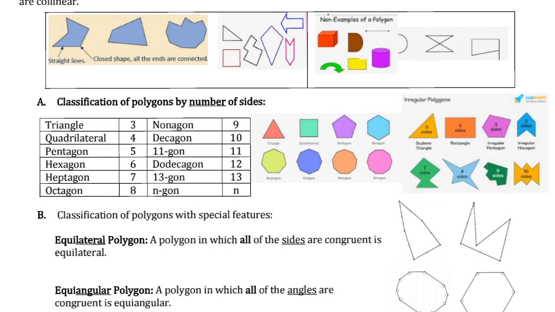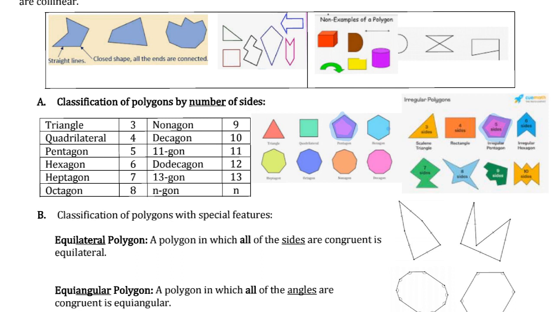Okay, so this is a regular pentagon because not only does it have five sides, but all five sides are equal in measure. This would be considered a pentagon, but not regular because not all the sides match in length. This is going to be a hexagon here, and this is also a hexagon, but it's not regular because not all the sides match and not all the angles match.